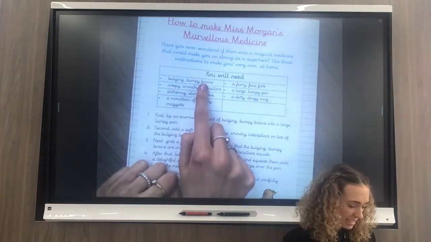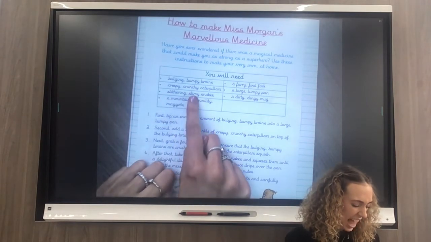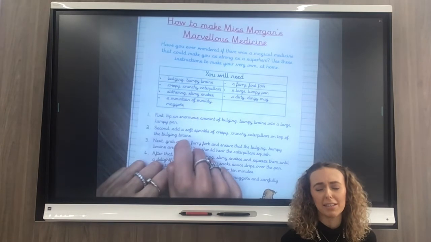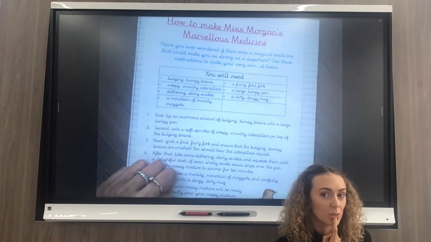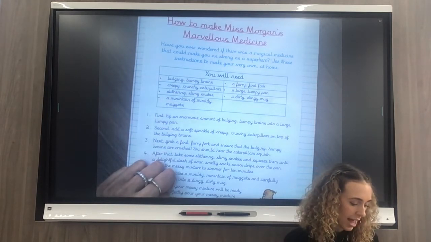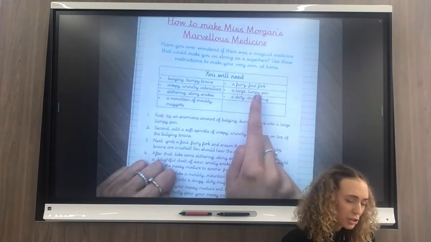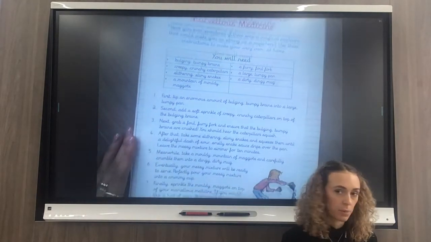Bulging, bumpy brains, creepy, crunchy caterpillars, slithery, slimy snakes, and a mountain of mouldy maggots. Ugh, disgusting. What special grammar have I used there? I have used alliteration. Okay, and I've also put you need a furry foul fork, a large lumpy pan, and a dirty dingy mug. Ugh, gross.